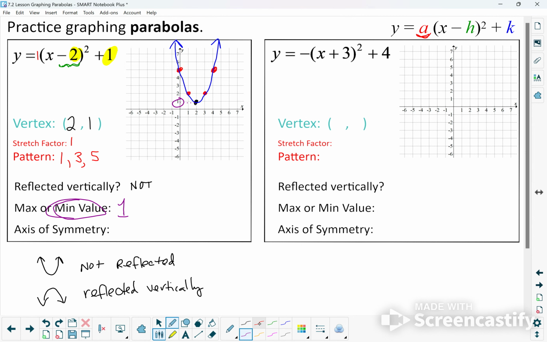So we talked about that parabolas are symmetric. So the axis of symmetry is like an invisible line that would cut that parabola right in half. So this one has an axis of symmetry of x equals 2.